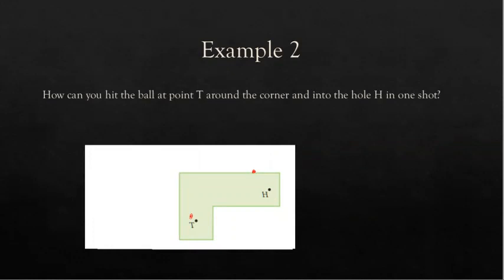It looks like we need to use two bounces. We're going to visualize a path from the T into the hole and then work backwards. So if I were to visualize a path from the T to the hole, I know that I need to go kind of up here and then back down along this wall and then back to H. So it looks something like this. So that's what we want to try to work towards.